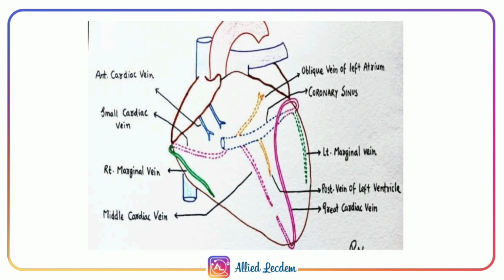The LCX, along with its obtuse marginal branches, supplies the LV free wall and gives rise to the PDA and the PLB. And the next is about collateral circulation, which occurs during emergency when there is a block or stenosis present in the coronary arteries. And the coronary dominance is determined by which artery supplies the PDA, and it is of three types: the right dominant circulation, the left dominant circulation, and the codominant circulation. And the venous drainage is by the coronary sinus along with its tributaries and the anterior cardiac vein and the Thebesian veins. Thank you.